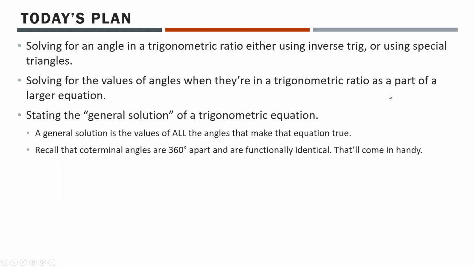So here's today's plan. We're going to solve for an angle in a trigonometric ratio using either inverse trig, which is what we would have used in previous years, or using special triangles, which is what we've been doing the last few days. We're going to solve for the values of angles when they're in a trigonometric ratio as a part of a larger equation. So that's going to be actually solving an equation. And then the last thing we're going to do today is stating the general solution of a trigonometric equation.